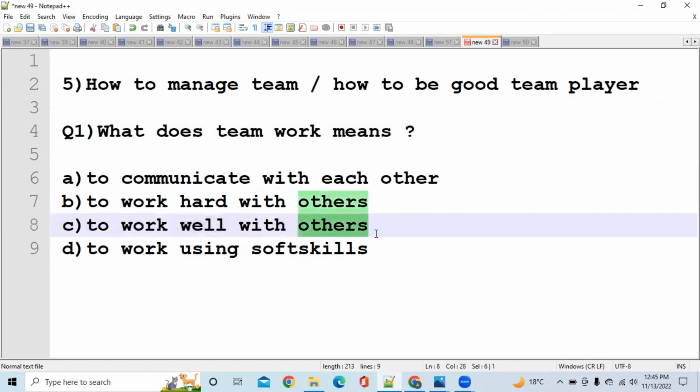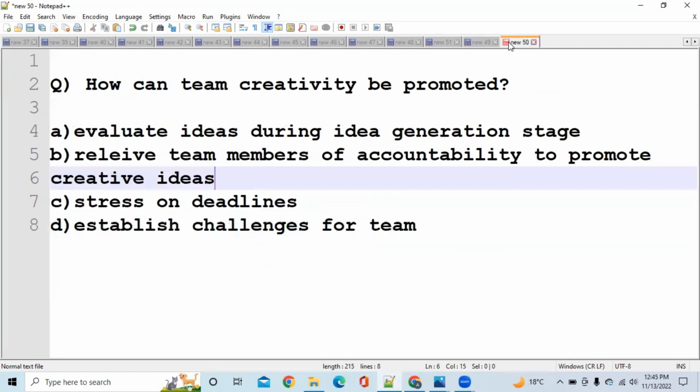So the answer will be to work well with others. Okay, this will be the answer, to work well with others. Now let's move to the next question.